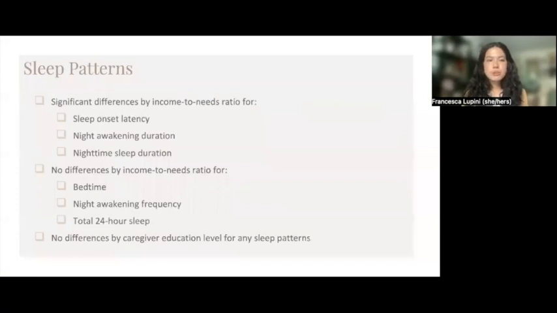So just jumping into our results here, for sleep patterns, we found significant differences by income to needs ratio for sleep onset latency, which is how long it takes to fall asleep, night awakening duration, and nighttime sleep duration, such that children living in poverty were experiencing the longest sleep onset latency, the longest nighttime awakening duration, and the shortest nighttime sleep duration. And we found no differences for any sleep patterns by caregiver education level.